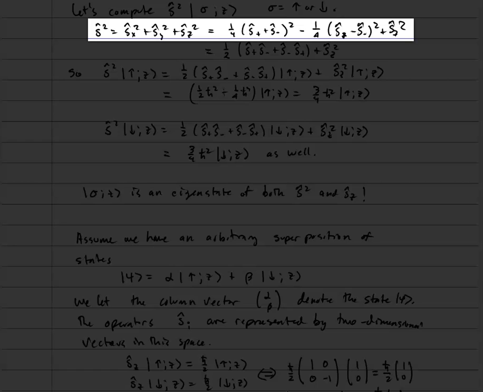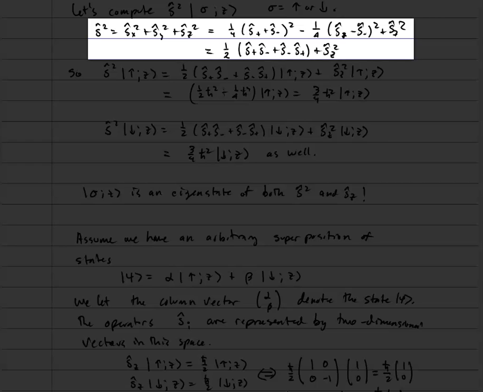You see I'm going to have a 1/4 S plus squared, but I'm going to have a minus 1/4 S plus squared. Those terms will cancel. Only the cross terms survive, and they're the same, and I have two of them. So the net effect is I get 2/4, or a 1/2 times (S plus S minus plus S minus S plus) plus Sz squared. This is a very useful relationship for S squared. It's one that you should remember.